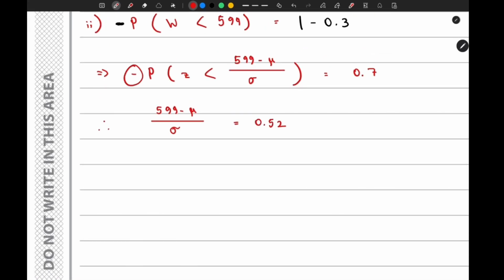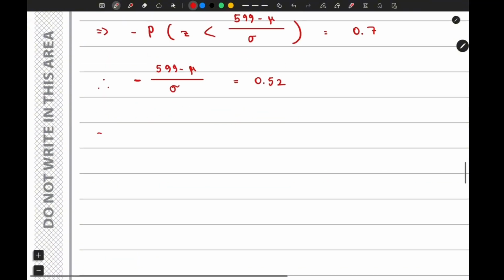And since there's a negative sign at the front, you can add the negative sign in this part. So we have another equation which looks like this: mu minus 0.52 standard deviation equals 599. So this is our second equation.